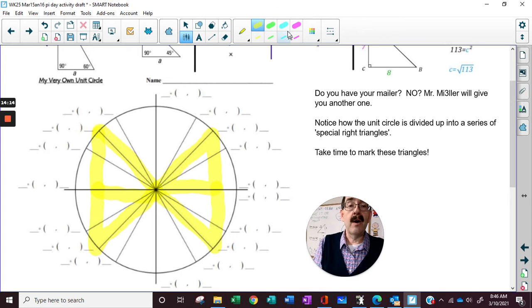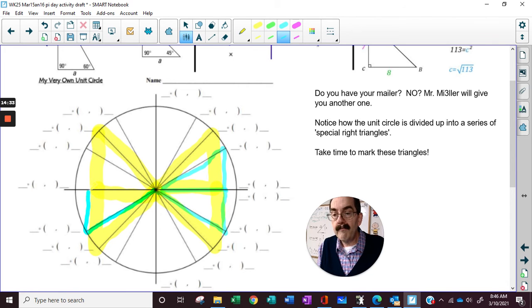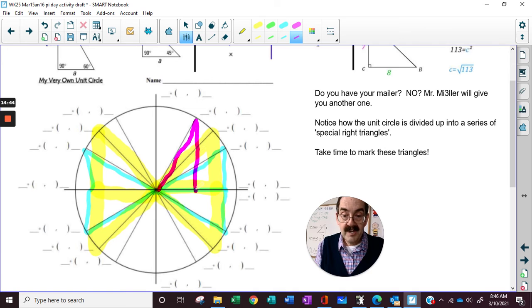Okay, now let's do another thing. Let's do the 30, 60, 90. So now we drop it straight down. We go across and we go straight up. Down and up. Over and down. What's that? Can you see the 60 degree? Drop it straight down. 60 degree.